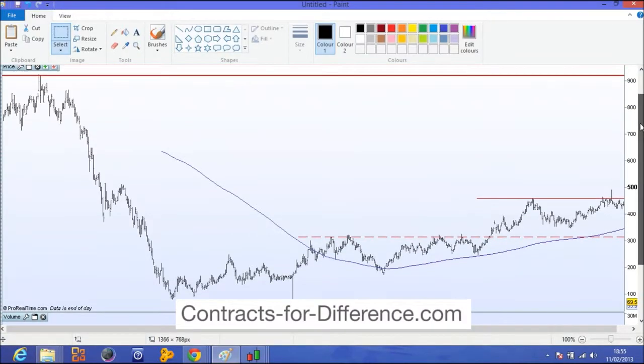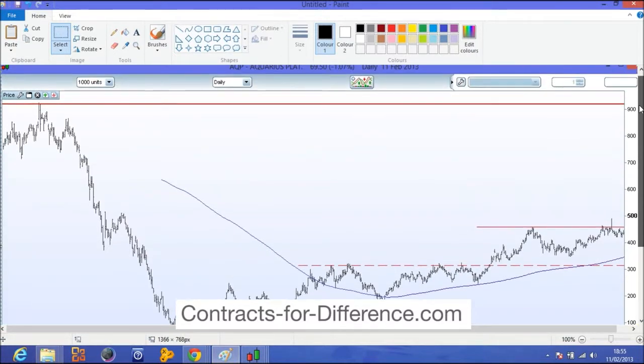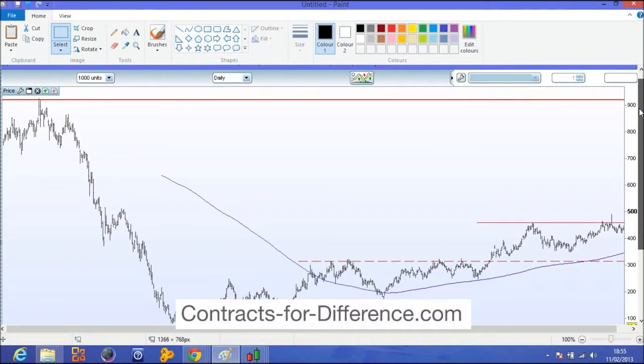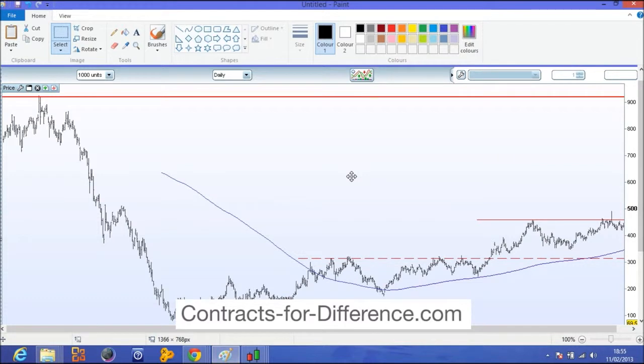If we look and use this as an example, this is Aquarius Platinum. It's shares in a mining company. They mine platinum, funny enough. They were £9 a share and they fell very quickly down to £1 a share. The reason for that was a crash in platinum prices. They're inextricably linked. If you're selling platinum, then it will go down.